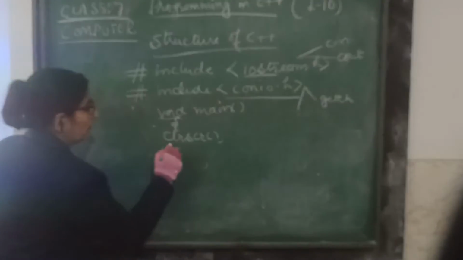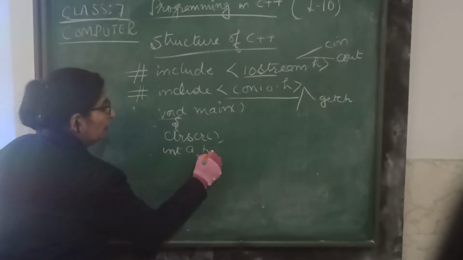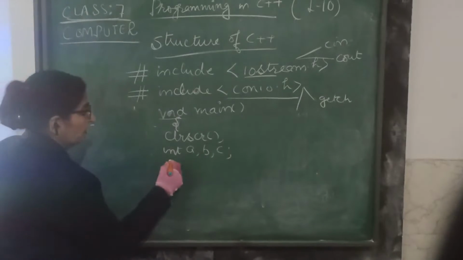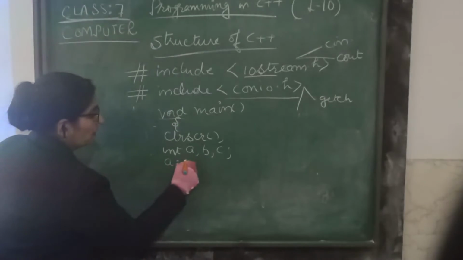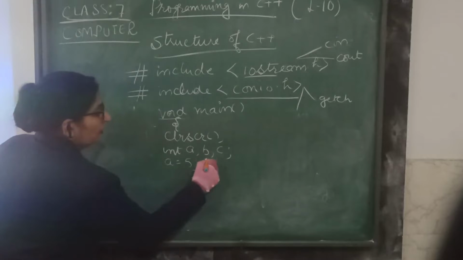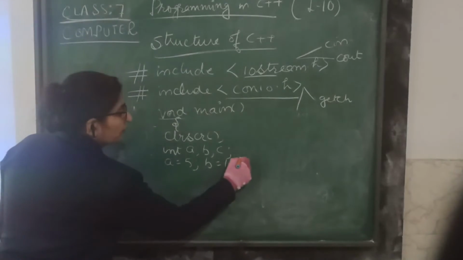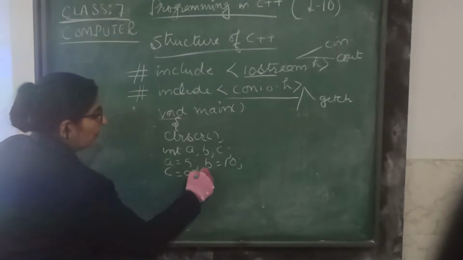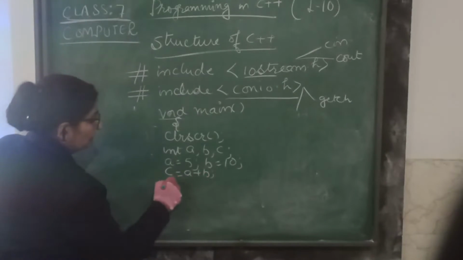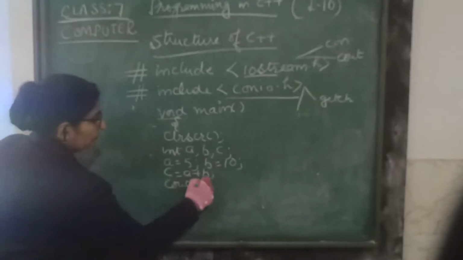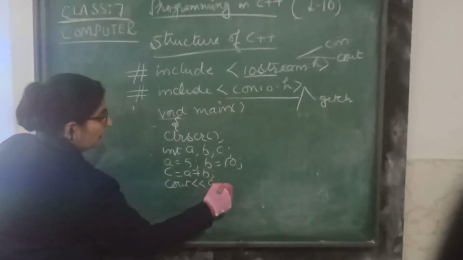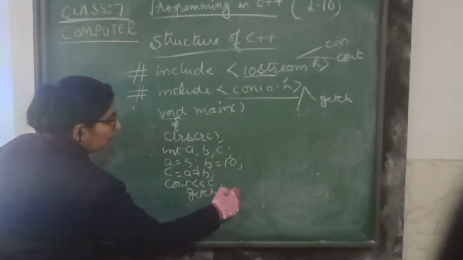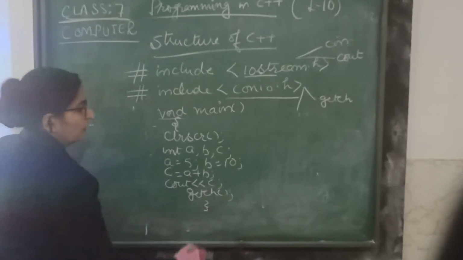Let us declare the numbers A, B and C. To find the sum of these two numbers, here we write A is equal to 5, semicolon, and B is equal to 10. Find the sum by writing C is equal to A plus B. Cout. Here we write C and curly bracket close. Before we close the curly bracket, we use the statement getch.